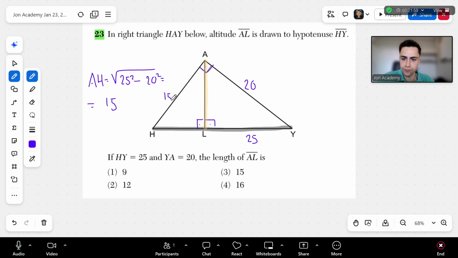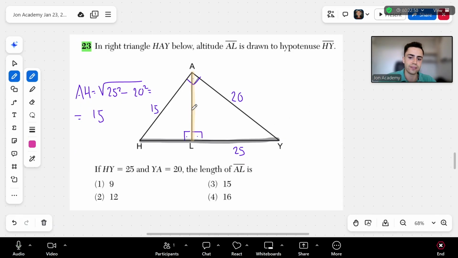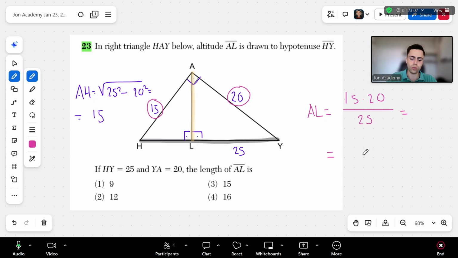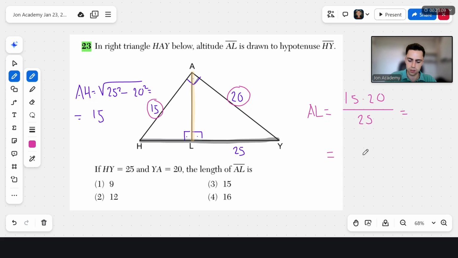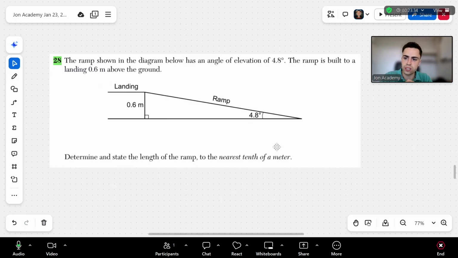We know here 15. Now we could use the altitude formula, which states that the AL, which is the altitude, is going to be equal to this leg times this other leg, so 15 times 20, divided by the hypotenuse, which is 25. And if we write it in the calculator, 15 times 20 divided by 25, it is equal to 12, which is the second option. So we got it there, no? Let's go now with this next one, number 28.